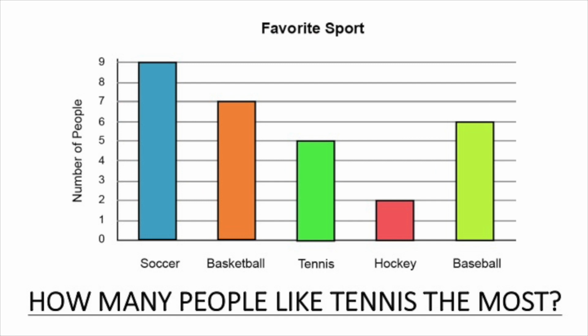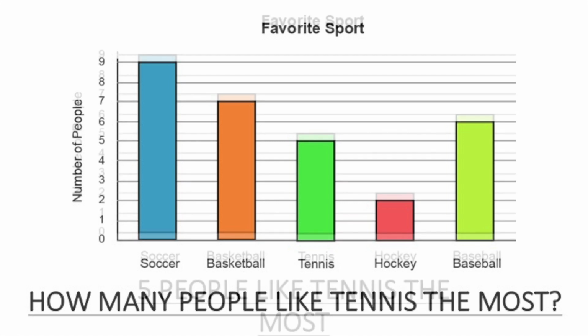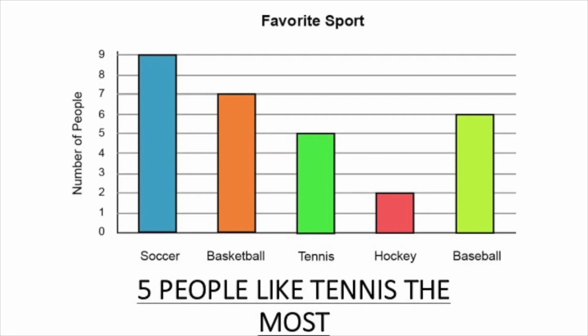Okay. Next question. How many people like tennis the most? So which sport do we need to look for? Tennis. So which color is the tennis bar? Green. Excellent. So let's follow the green bar all the way to the top. And where does the tennis bar reach? We can have a look at the side axes, number of people, 5. So we know 5 people like tennis the most. You see?